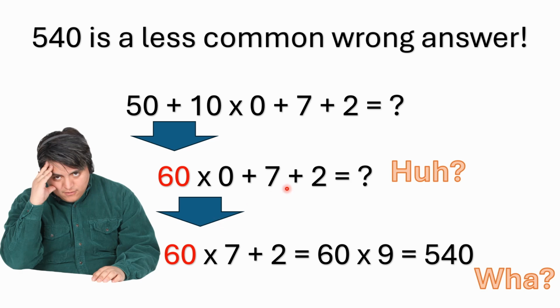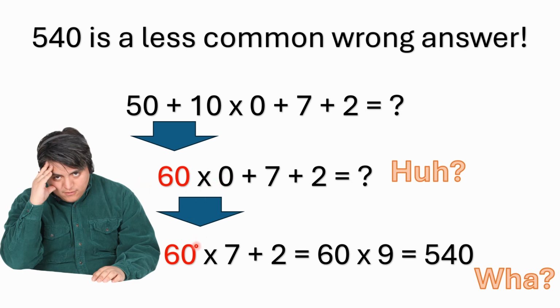540 pops up sometimes in the answers. It's a less common wrong answer, but it's still wrong. And the only thing I can think that people are doing here is they're taking 50 plus 10 and getting 60, and then somehow they're just forgetting all about this multiplication by zero, or maybe they think 60 times zero is 60 again.